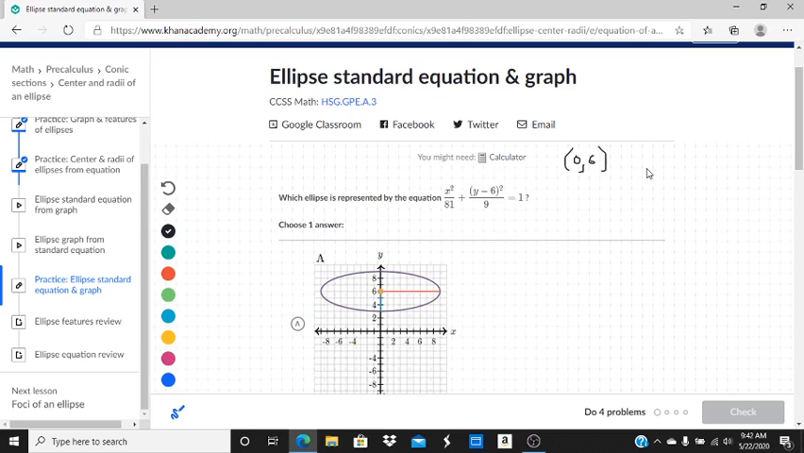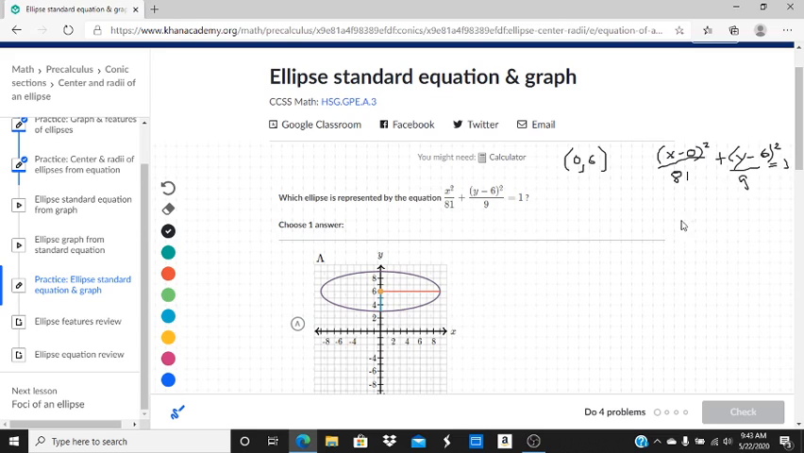The reason is that we're subtracting the x center point off of x, so it's really like x minus 0 squared over 81. Then we're subtracting the y coordinate, so we're subtracting 6. So the y coordinate of the center is 6, and then we have equals 1.